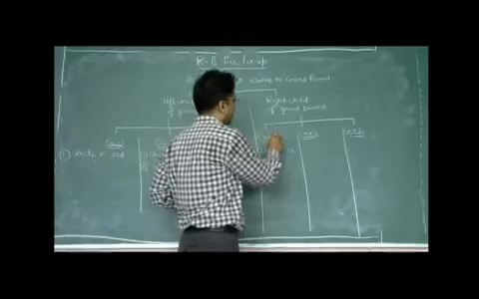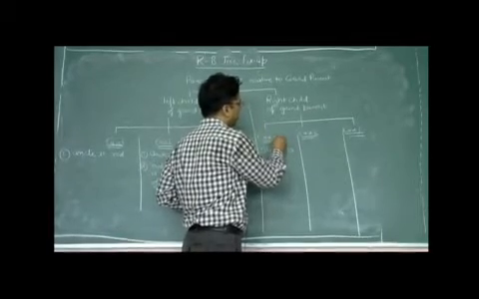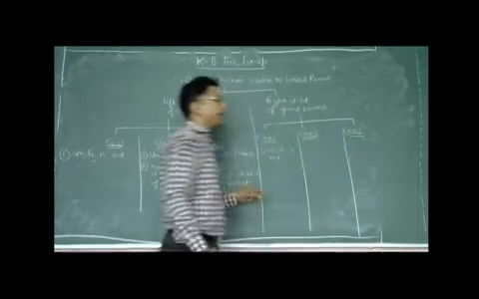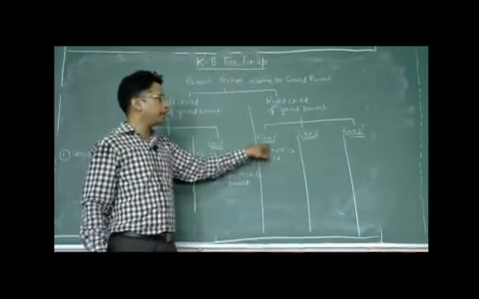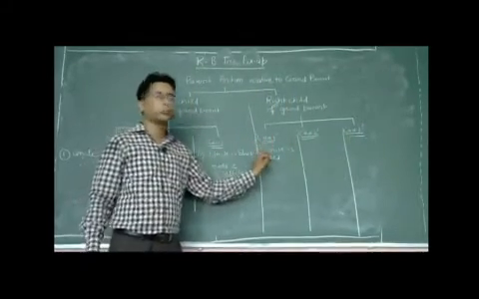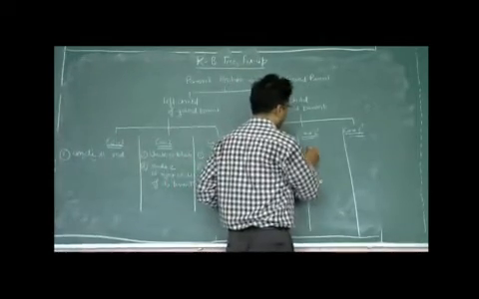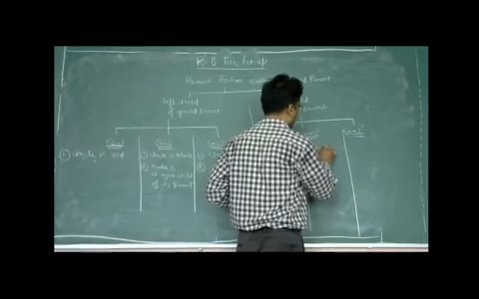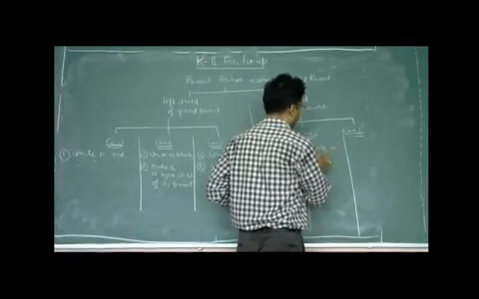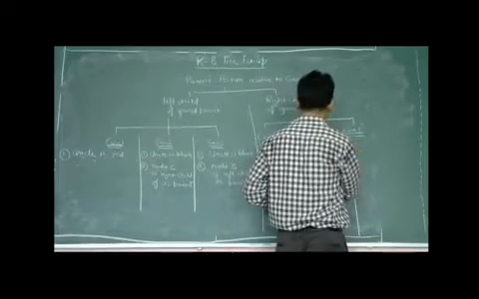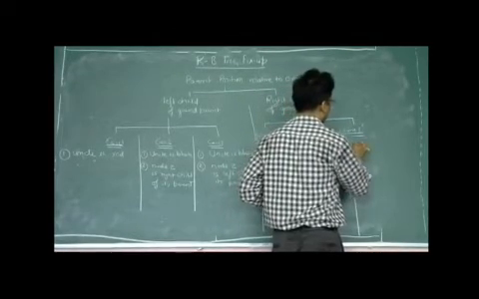To make it clear, this is case 1 dash, this is case 2 dash, and this is case 3 dash. In case 1 dash also the uncle is of red color. In case 2 dash, the uncle is black. In case 3 dash also the uncle is black.